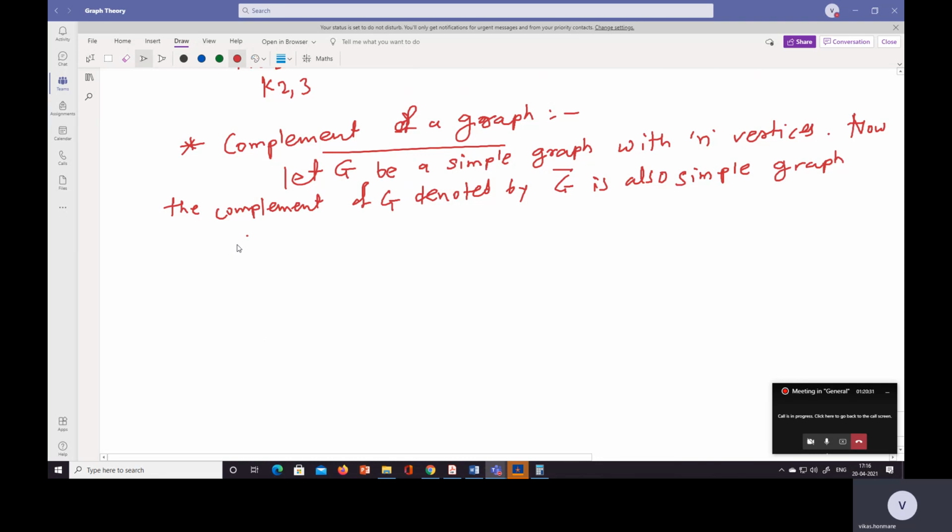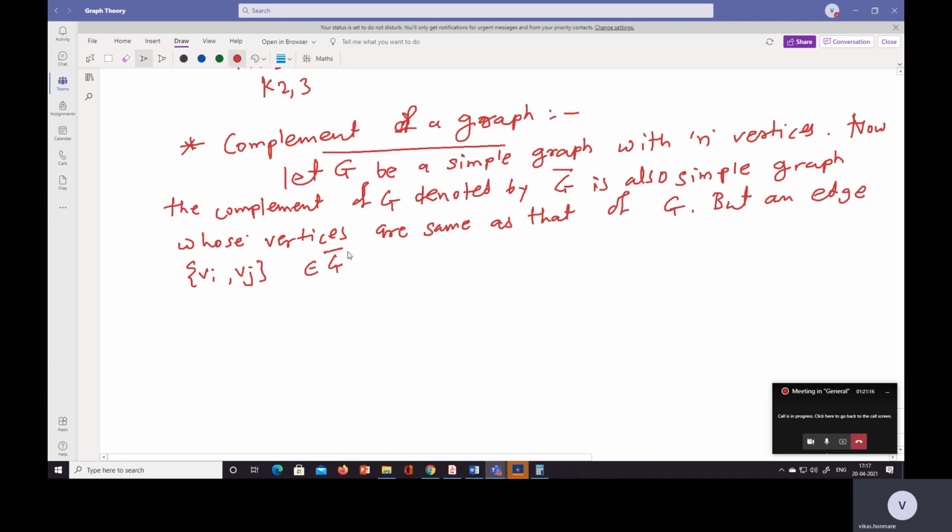Let G be a simple graph with n vertices. The complement of G, denoted by G bar, is also a simple graph whose vertices are the same as that of G, but an edge Vi Vj belongs to G bar if and only if the edge between vertex Vi and Vj does not belong to G.